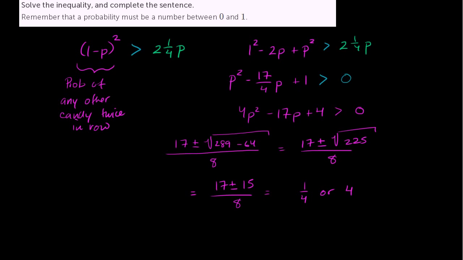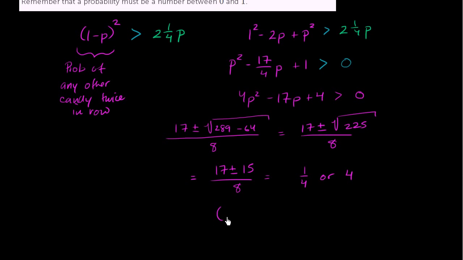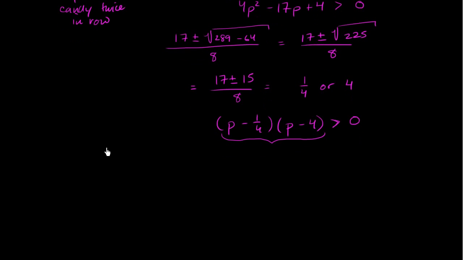So let's factor this out. We could write this as p minus 1/4 times p minus 4 is greater than 0. So under what circumstances is this going to be true? Well, if you're taking the product of two terms and they are going to be greater than 0, that means that these two things have to be the same sign. Or actually, in particular, they both have to be positive or they both have to be negative. So let's look at those two situations. So I'll switch colors here just for fun. So both positive or both negative.